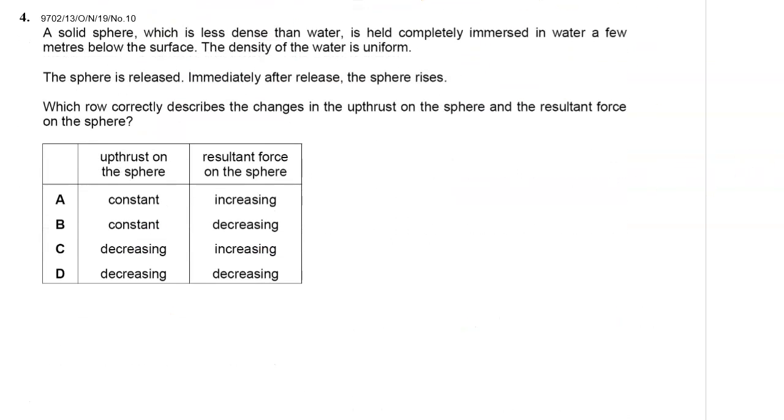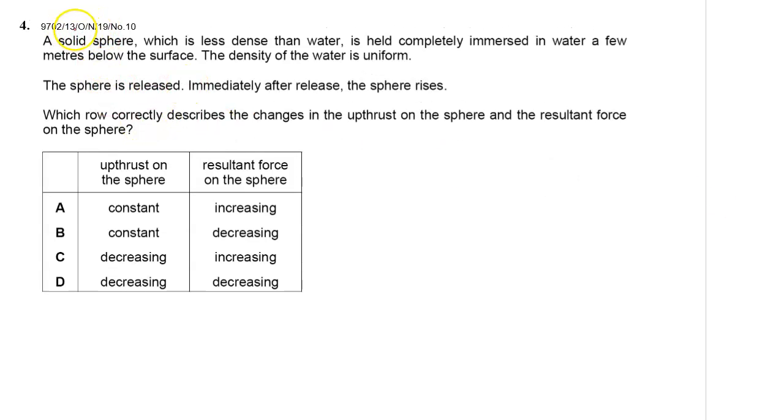Very well. Number 4. This question number 4 is gotten from paper 1-3, and it was question number 10, of course, October-November 2019. A solid sphere which is less dense than water is held completely immersed in the water at a few meters below the surface. The density of the water is uniform. The sphere is released. Immediately after release, the sphere rises. Of course, since it is less dense than water, it should come up. It should float on the water.